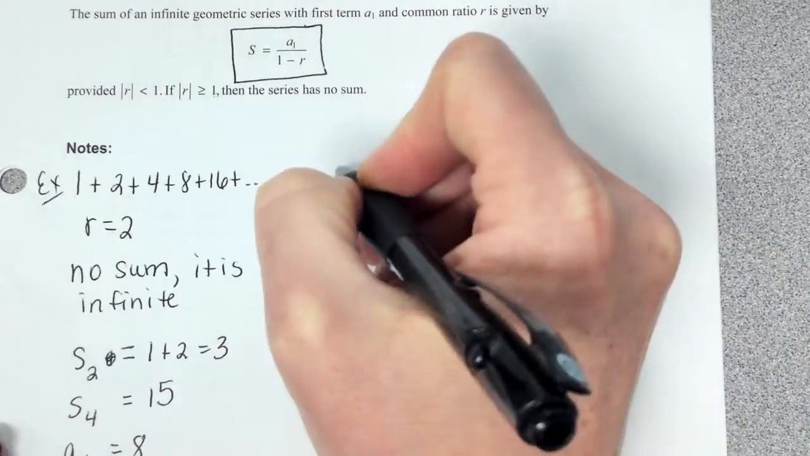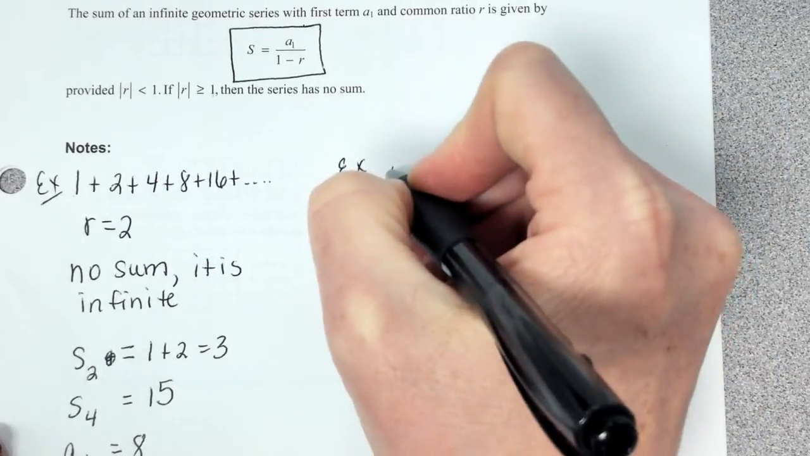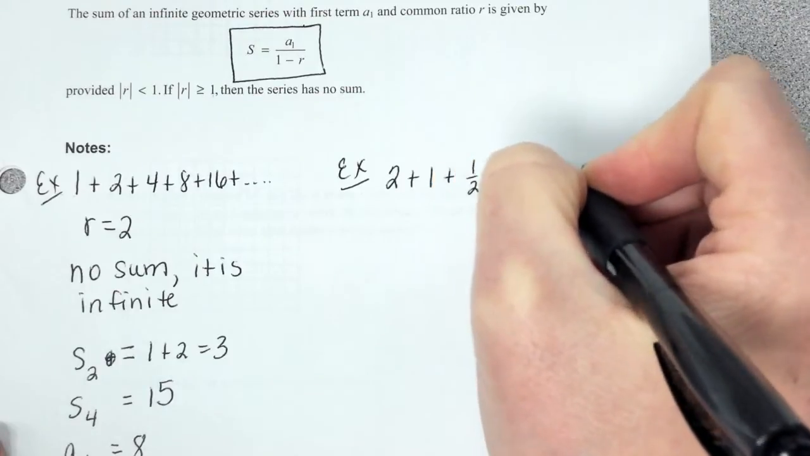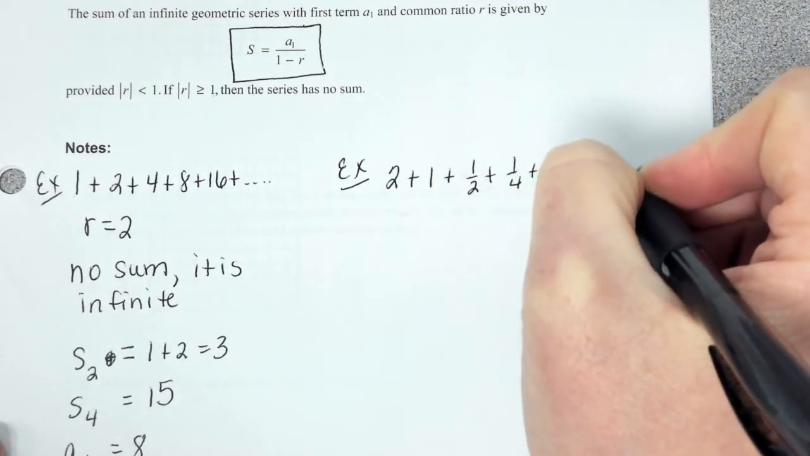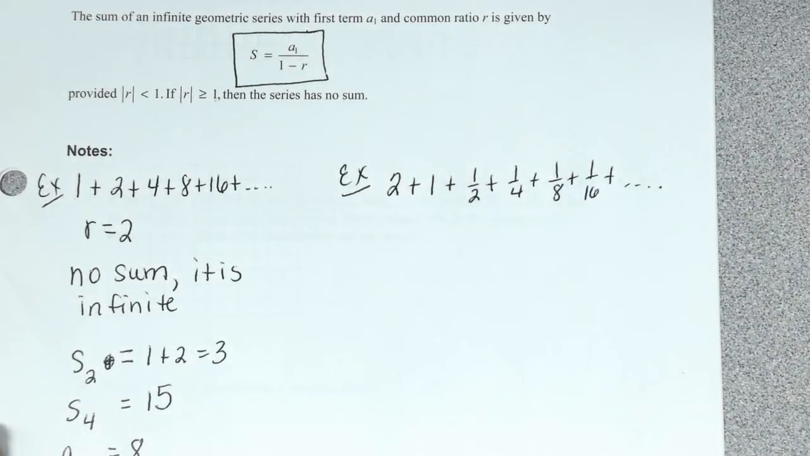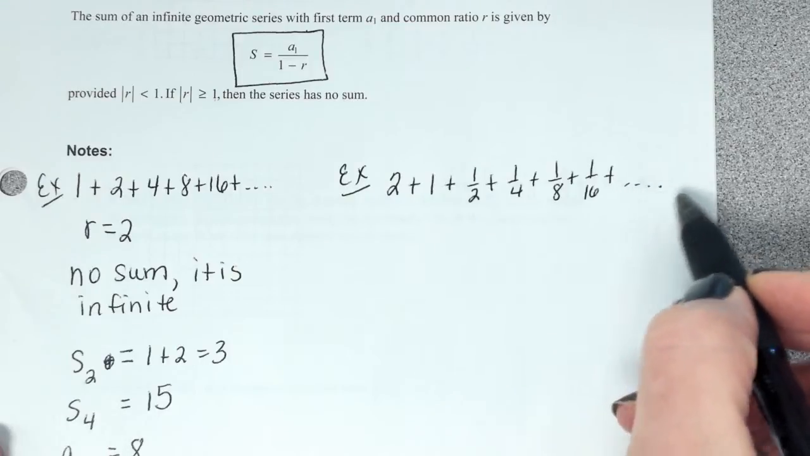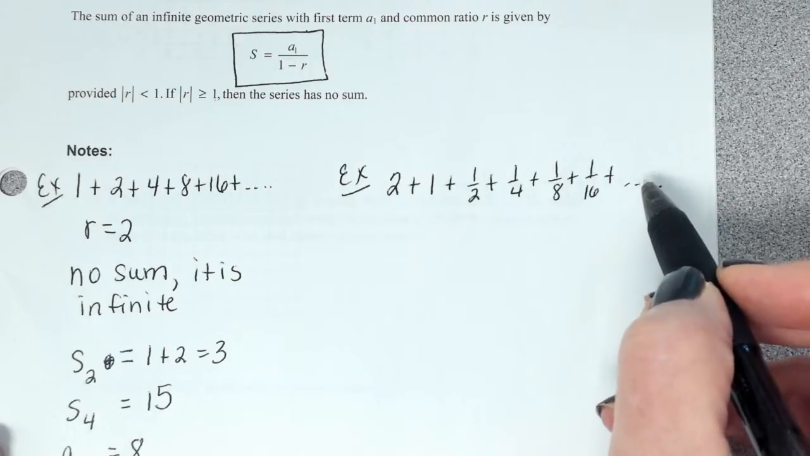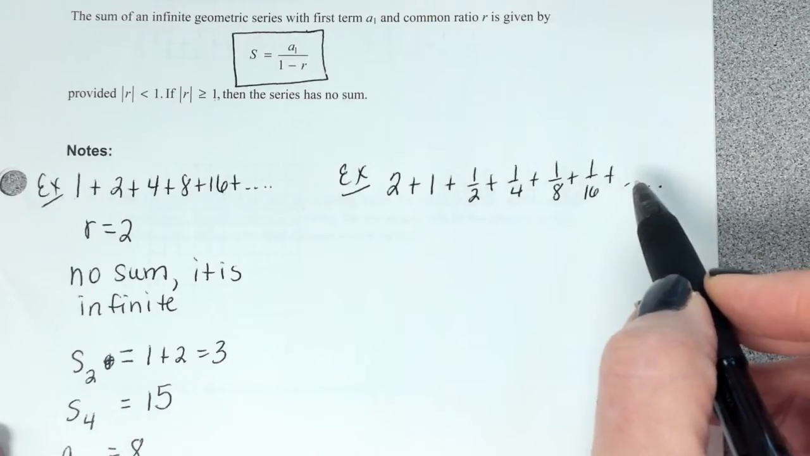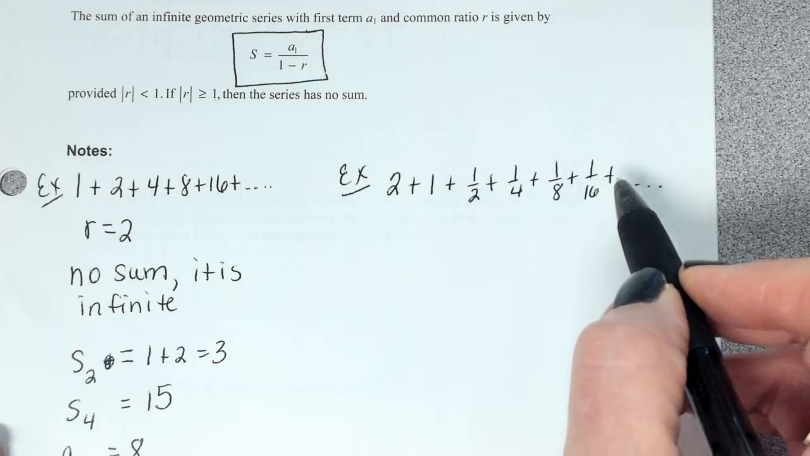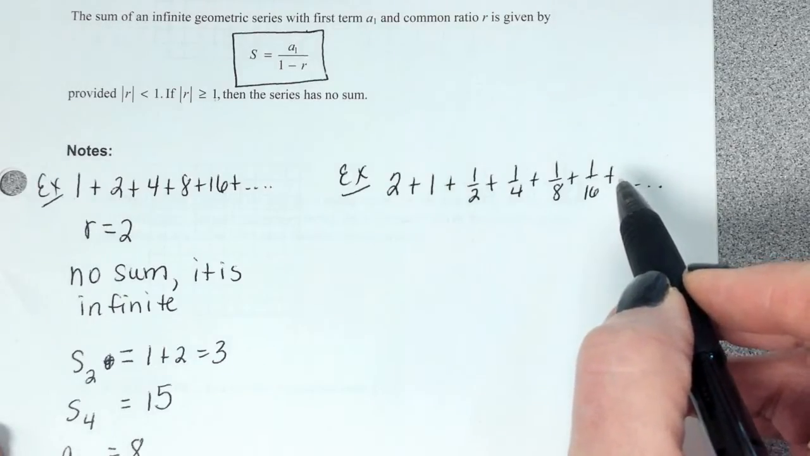So this was our first example. Let's look at this example. Suppose we have 2 plus 1 plus a half plus a fourth plus an eighth plus a 16th, ... This will have a sum. Here's how I know. Even though it goes on forever, the amount that I'm adding on is negligible. It gets so tiny that it doesn't even change our sum. Because if I add on 0.000001 to something, it's not really changing the value of it.